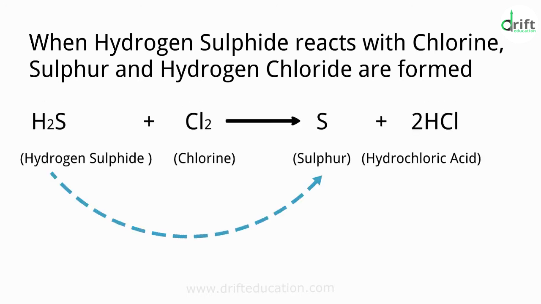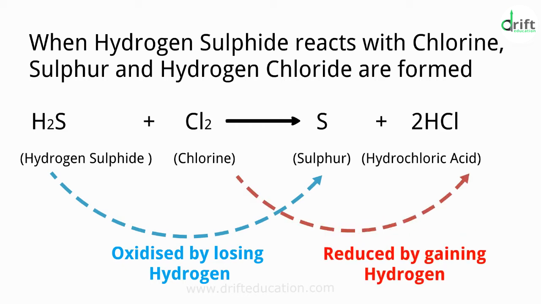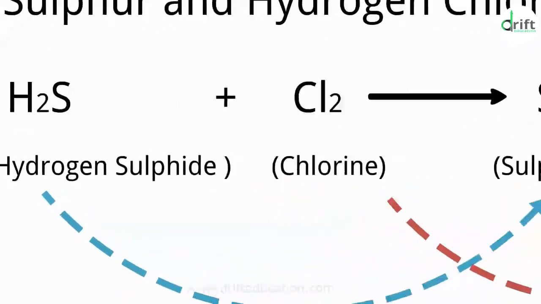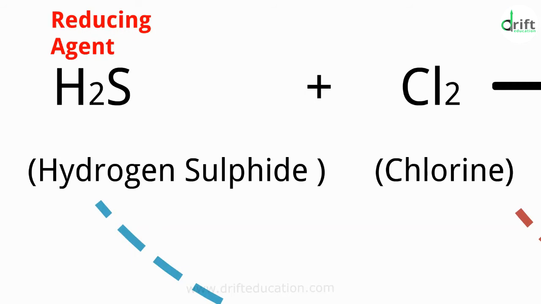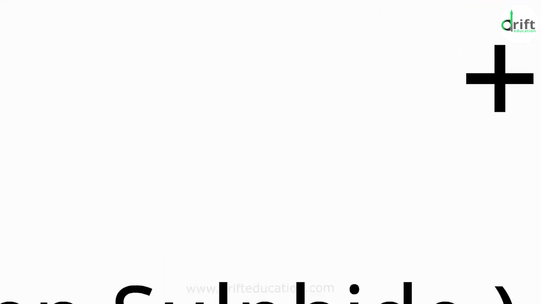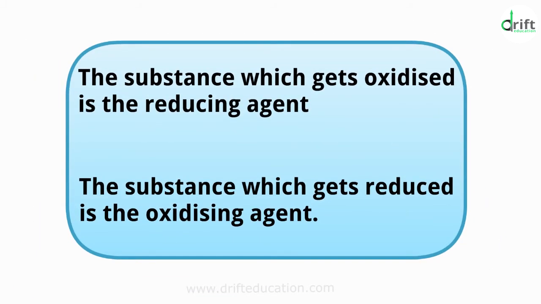Here, hydrogen sulfide H2S is losing hydrogen, so it is oxidized to sulfur S, while chlorine Cl2 is gaining hydrogen, so it is reduced to HCl, hydrochloric acid. In this reaction, H2S is the reducing agent while Cl2 is the oxidizing agent. Please make a note here that the substance which gets oxidized is the reducing agent, while the substance which gets reduced is the oxidizing agent.